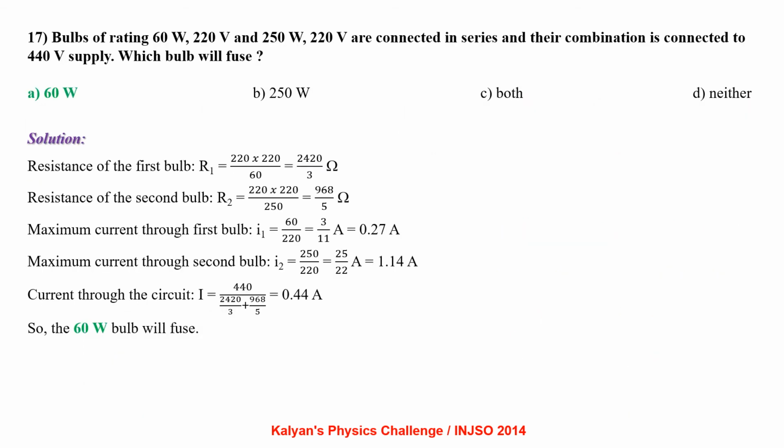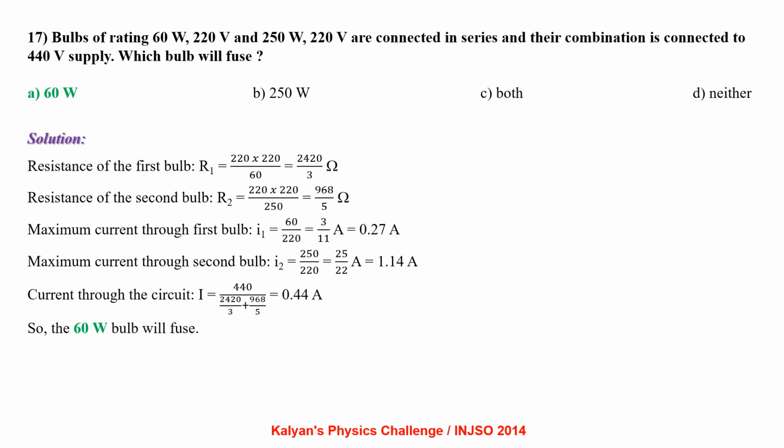Bulbs of rating 60 watt 220 volt and 250 watt 220 volt are connected in series and their combination is connected to a 440 volt supply. Which bulb will fuse? Resistance of the first bulb R1 equals V squared by P, that is 2420/3 ohm. Resistance of the second bulb R2 equals V squared by P, that is 968/5 ohm.